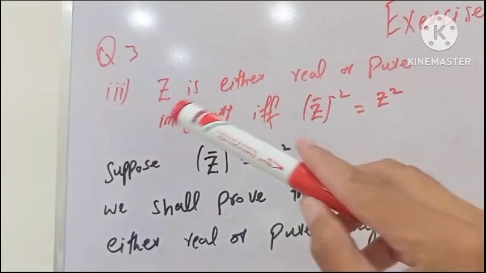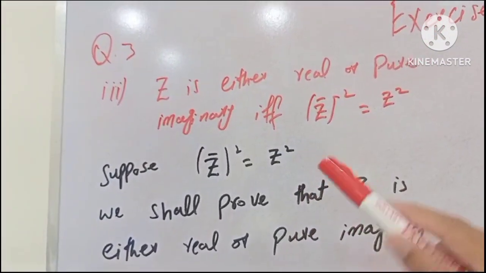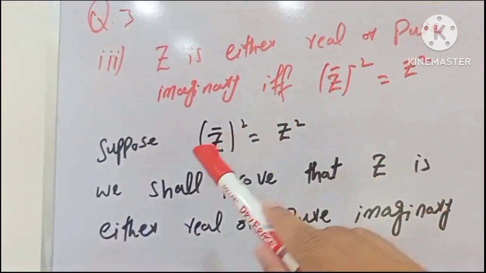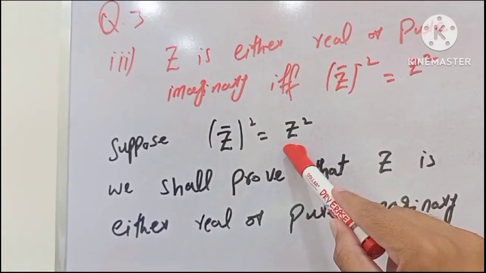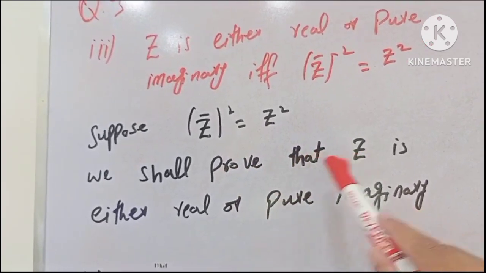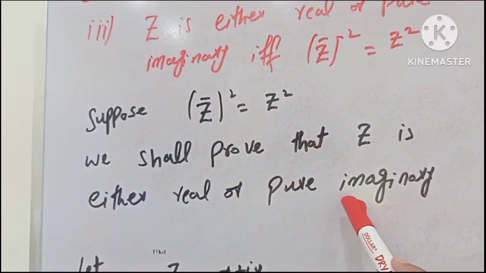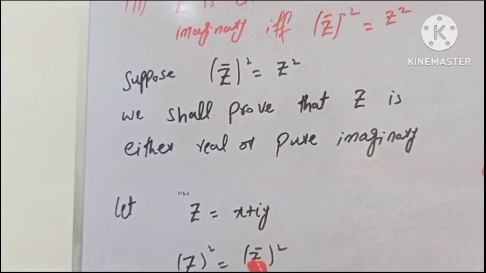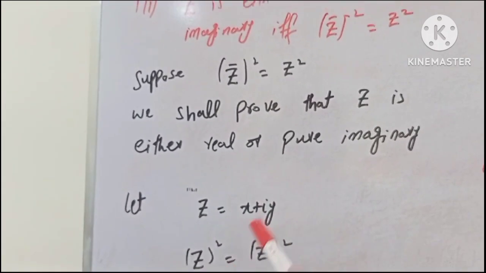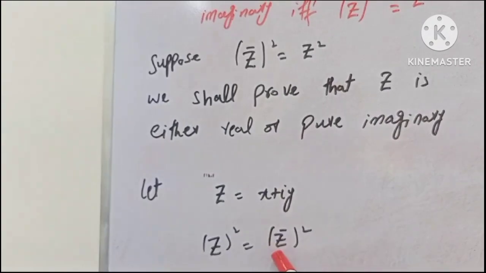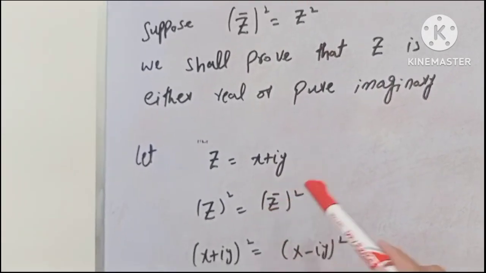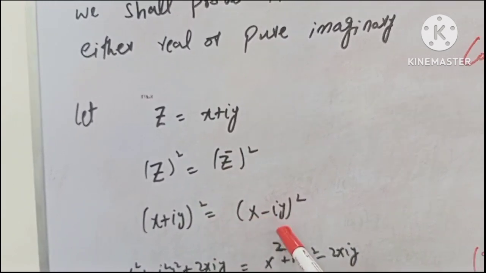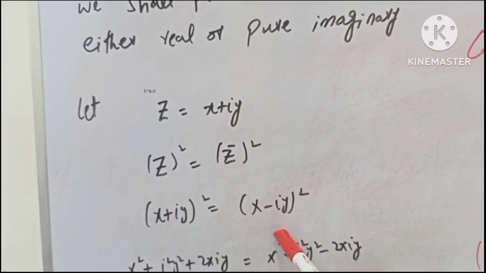Question number 3, part number 3: z is either real or pure imaginary if and only if z bar square is equal to z square. Suppose z bar square is equal to z square, we shall prove that z is either real or pure imaginary. First of all we let complex number z is equal to x plus iota y, and we use the above equation z square is equal to z bar square, putting the value of z as x plus iota y. Here z conjugate will be x minus iota y.